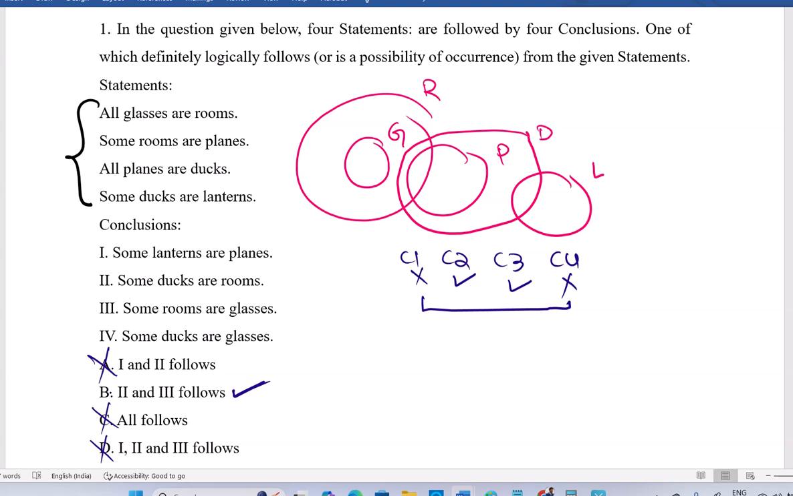I can draw multiple diagrams. We can draw multiple and we can show, but the conclusion must be true in all diagrams. Conclusion true in all diagrams is required.